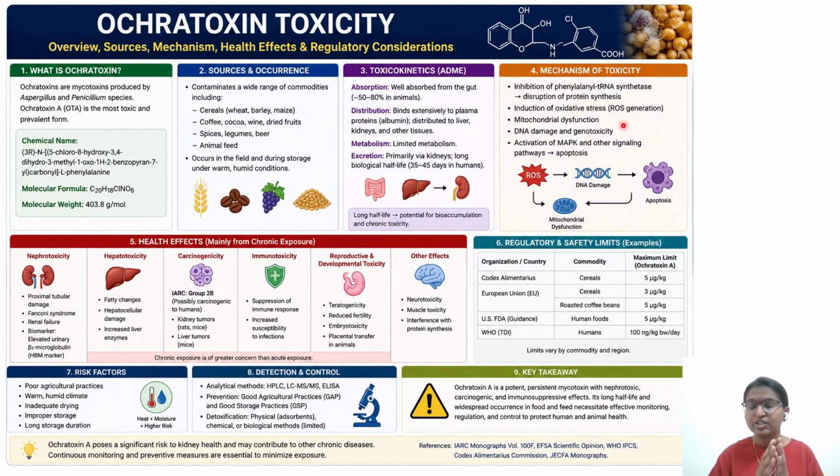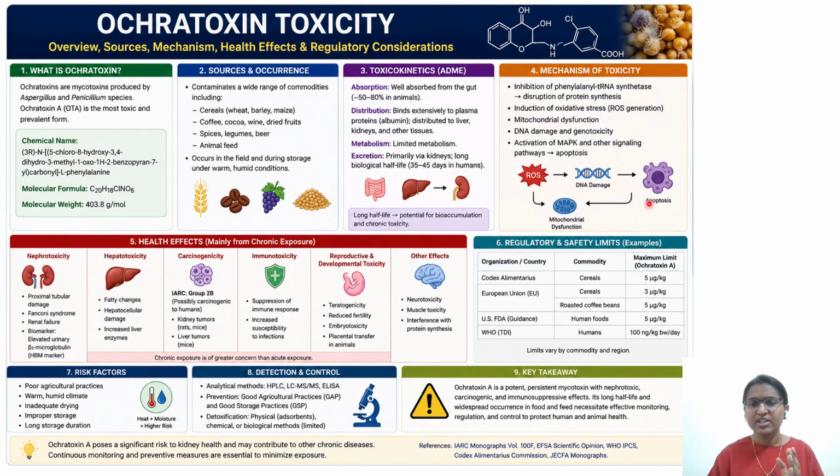As a result of ROS generation, cells will undergo apoptosis or necrosis, mitochondrial dysfunction, DNA damage, and genotoxicity, and activation of the MAP kinase pathway and other signaling pathways. As a result, the cell will undergo apoptosis. So reactive oxygen species generation attacks your DNA, and as a result it is causing mitochondrial dysfunction.